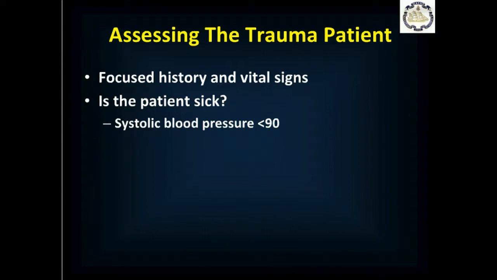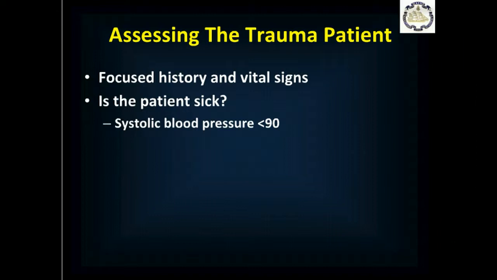If in your initial assessment you don't necessarily find anything that says, okay, this patient is desperately ill, I need to get rid of them, then you do a focused history and obtain vital signs. There, your real key finding is in an adult, a systolic blood pressure less than 90.